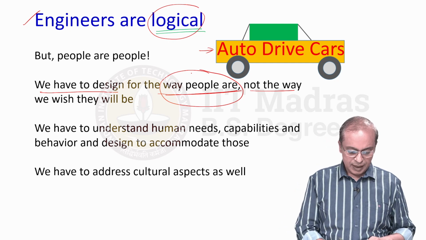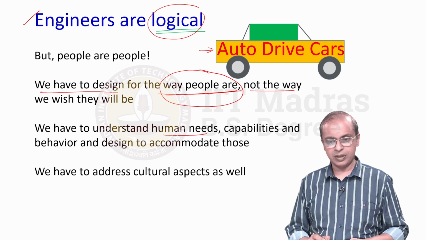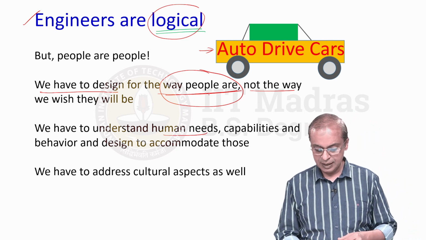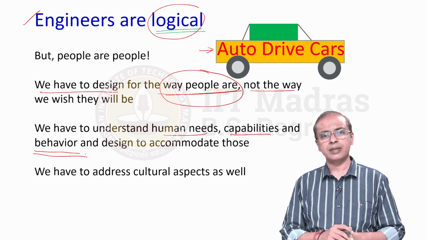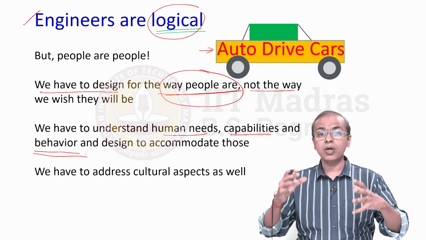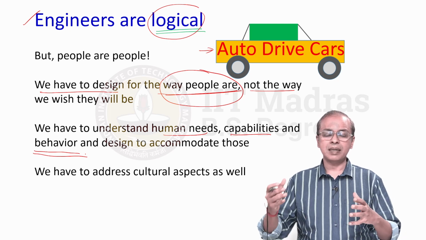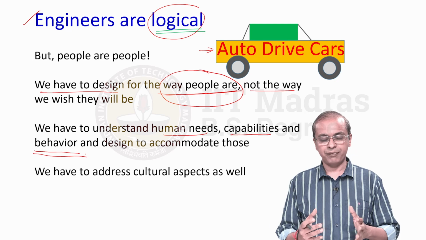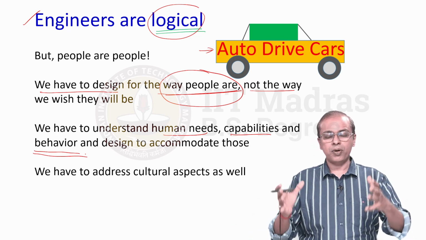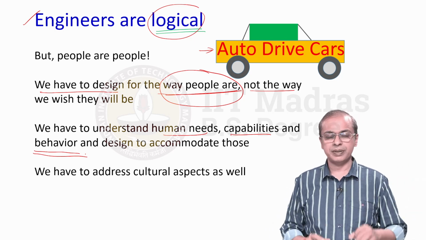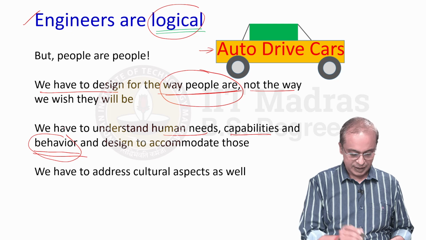We also have to understand human needs, like what we saw right now in this auto drive circumstances, capabilities, behavior. It's very important to understand our behavior and then design to accommodate all of this. We don't design to expect some unusual behavior from the person. We expect the normal behavior from the person, and design the product to work well with the normal behavior of the person, whatever is the existing behavior of the person. I will give you an example of how we handle behavior in just a moment.